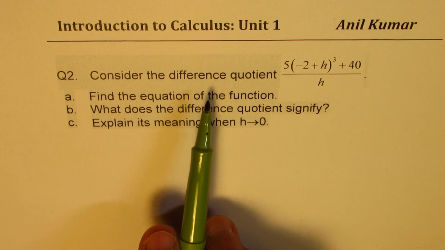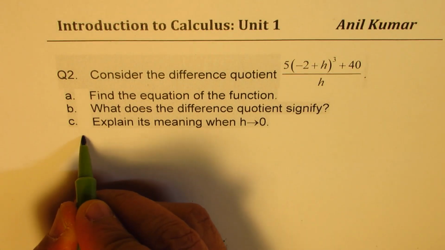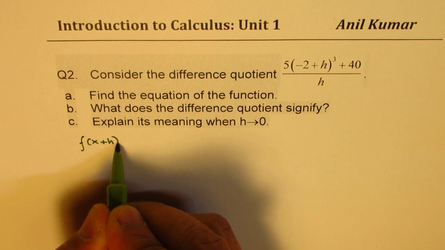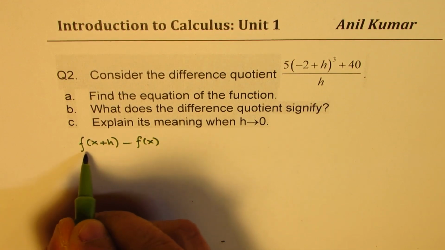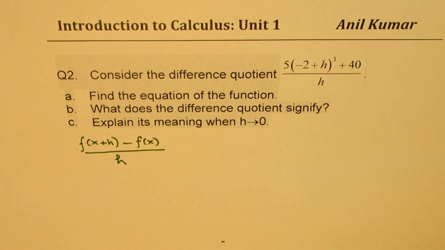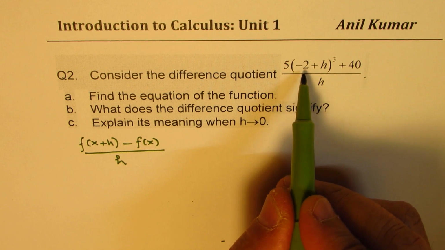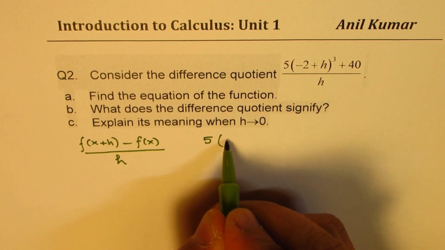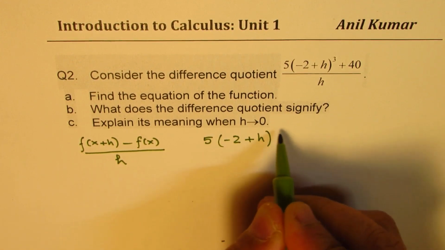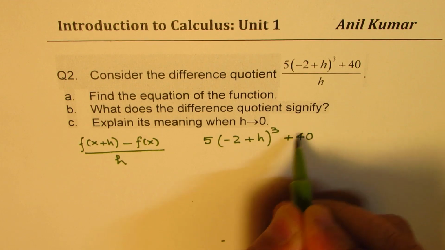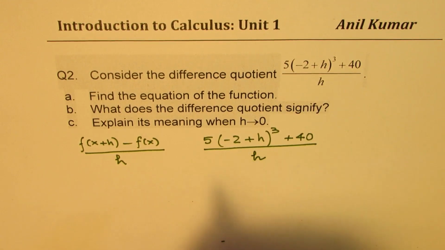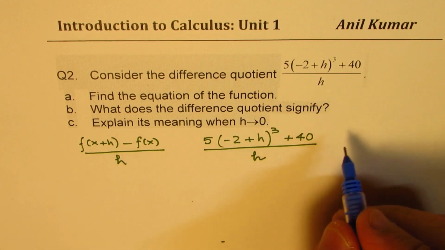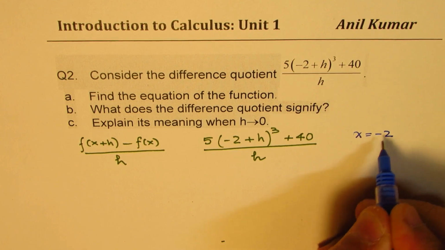Let me first talk about the difference quotient, right? So when we say difference quotient, we are talking about f of x plus h minus f of x over h. So that is the general form of any difference quotient. When we are given a point, then we are substituting the value of x. In our example, we have 5 times (minus 2 plus h) whole cube plus 40 over h, correct? So what do you see here? You can correlate and say, well, the x value is minus 2, correct?